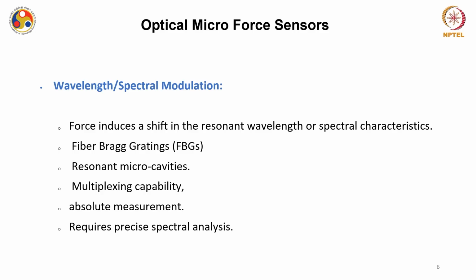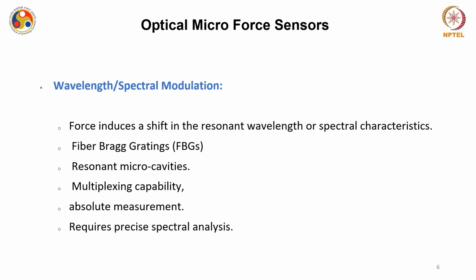You can also have these spectral modulation devices based on resonant microcavities. The advantage of this kind of structure is they can be multiplexed. So, they have the ability for multiplexing. They do absolute measurement, so they can be classified under absolute sensor classes. However, the challenge in the case of wavelength modulation based technique is that it requires very precise spectral analysis. And you know that spectral analysis tools are very costly. So, this kind of instrument is not basically cost effective.